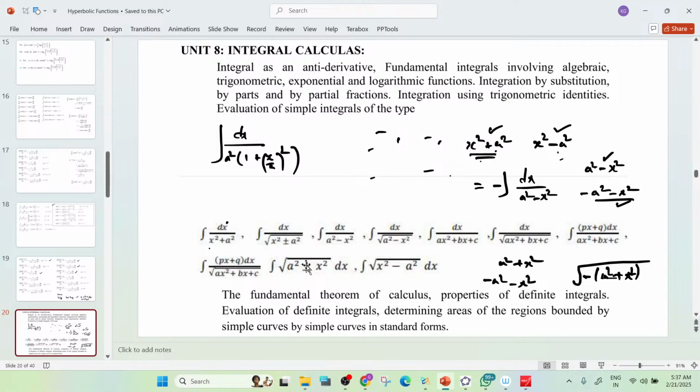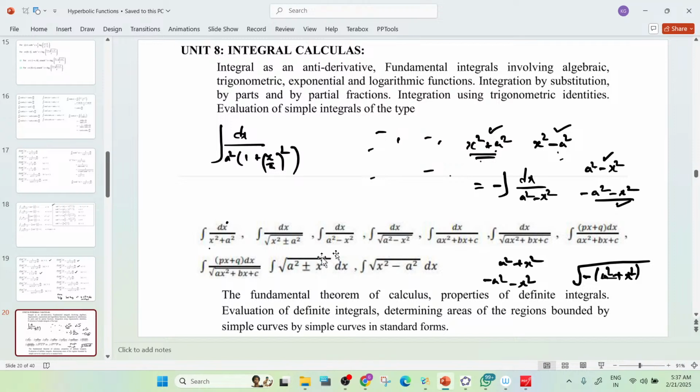Yes, sir. X by 2 root a square minus x square. Tell me, what exactly is that? X by 2 root a square minus x square plus a square by 2 sine inverse x by a. Very good. Sine inverse x by a. So a square minus x square.